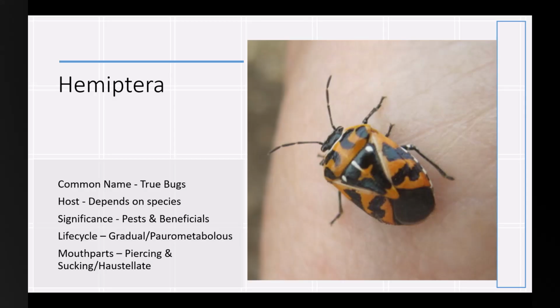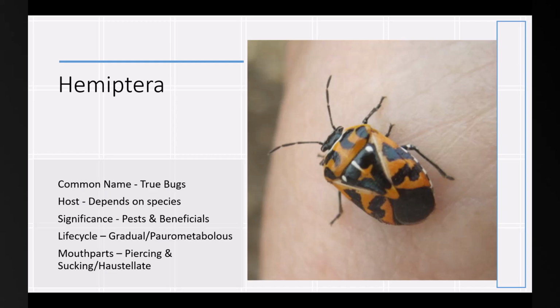So hemipterans are all of the true bugs. Their host is very broad. It's going to depend on the species or specimen that we're looking at. They are considered pests, beneficial, and in some situations inconsequential. They have a gradual or paurometabolous life cycle, and they have piercing and sucking or haustellate mouthparts. So this entire order has those piercing and sucking haustellate mouthparts.